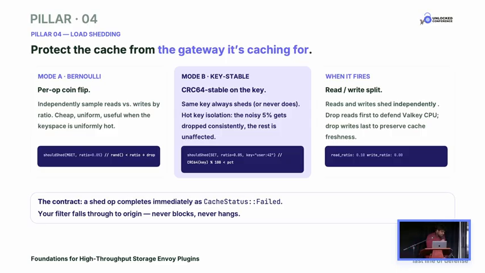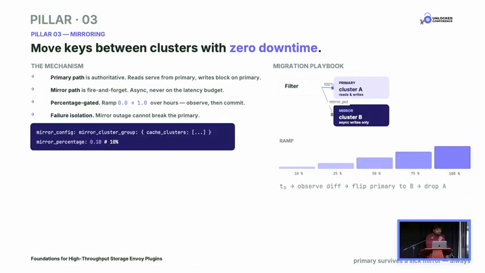The next one is something called load shedding. For various reasons, we see huge traffic spikes, like an MLE engineer launches a feature set, or there is an event. You may see a traffic spike, and when a Valkey node or a Valkey cluster hits 100% CPU, it melts down.